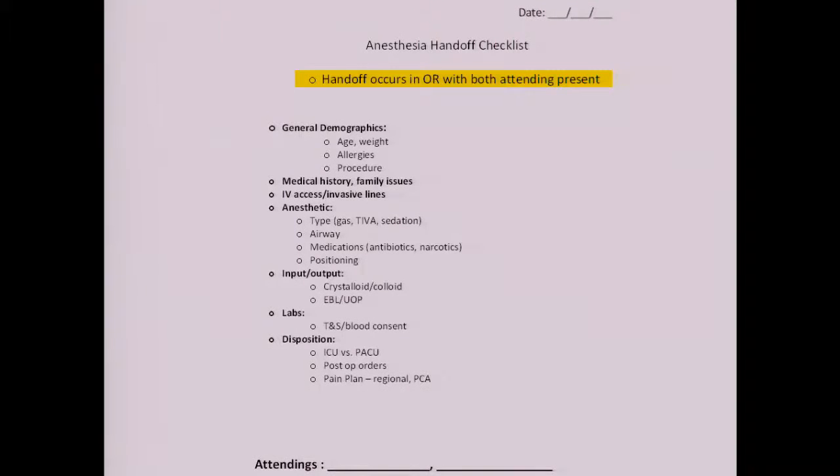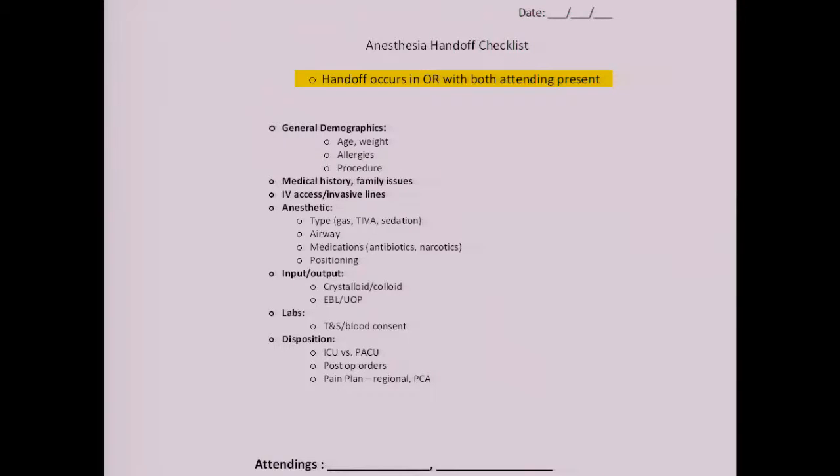As you can see, it was very simple. Nobody wanted anything that was lengthy, but they wanted something that actually was a reminder of what they needed to discuss with each handoff.